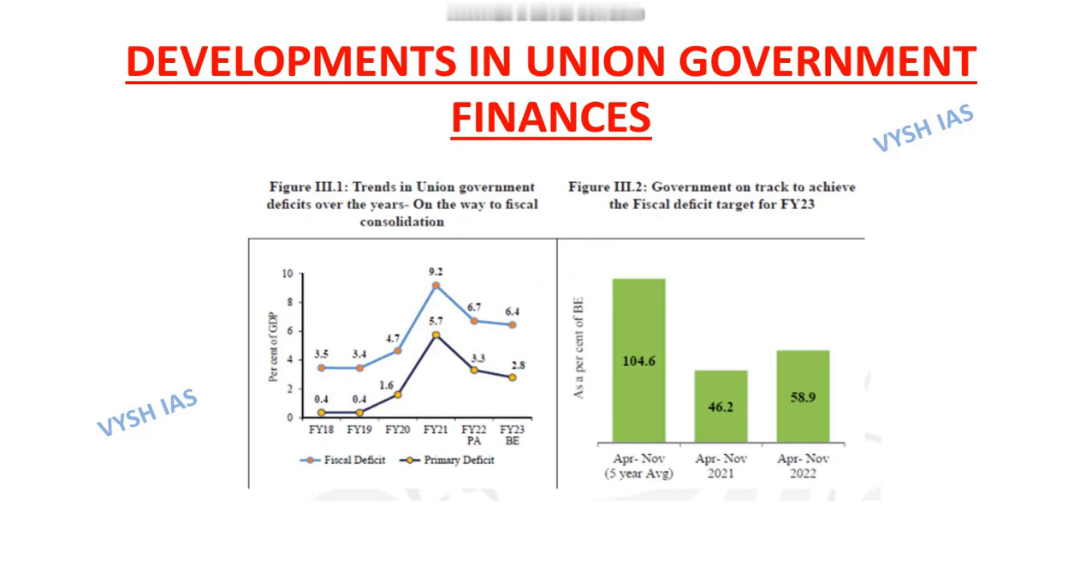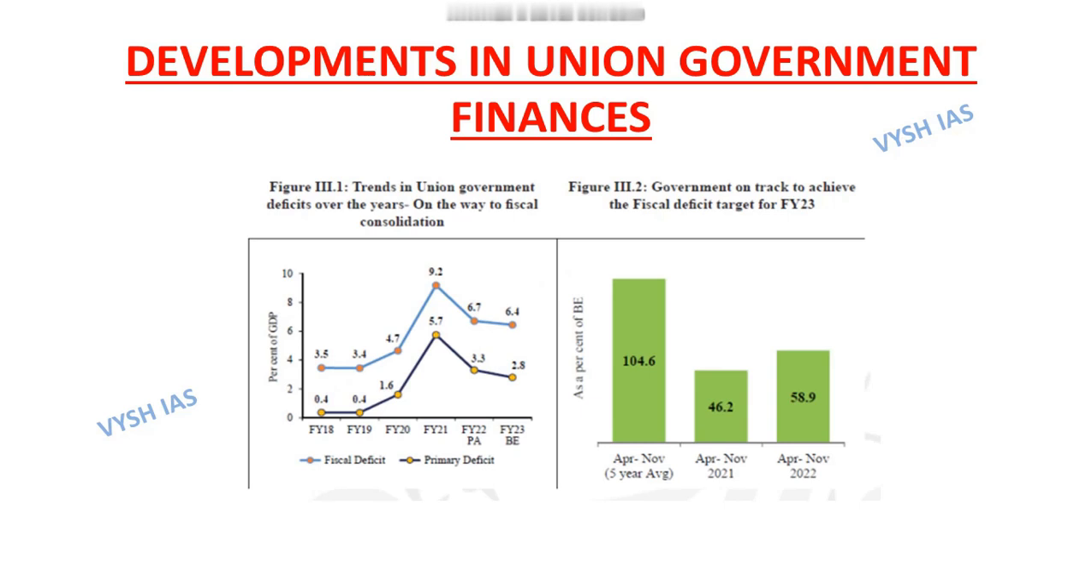Next is developments in union government finances. First of all, we will discuss the graph part, then I will explain in detail. First look at the graph on the left hand side, and as I told you, we have to only focus on the trends, not on the data. The sky blue line graph is representing fiscal deficit, and the purple line graph is representing primary deficit. First we will discuss the fiscal deficit.